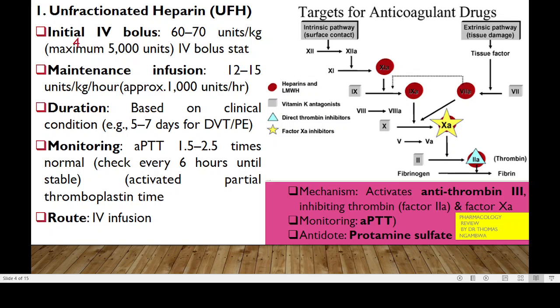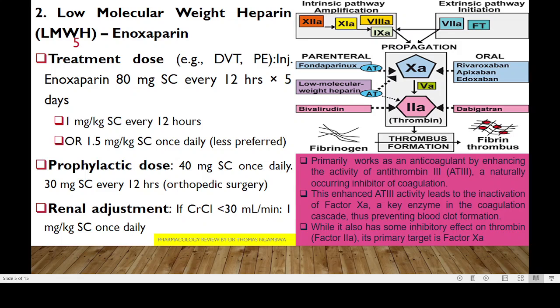Activated partial thromboplastin time, that is the full name of the APTT. So this drug is normally given through IV. It is an IV medication. The antidote for the unfractionated heparin is protamine sulfate. So that will be given to unstable clients.